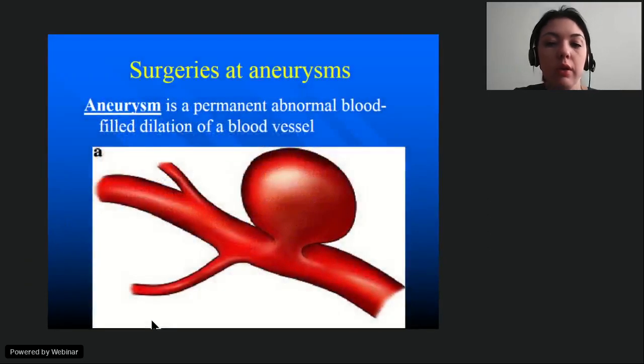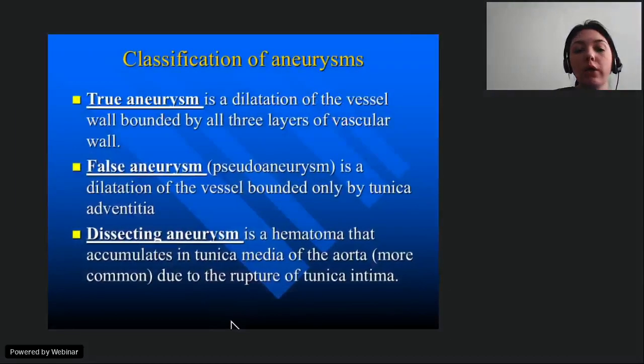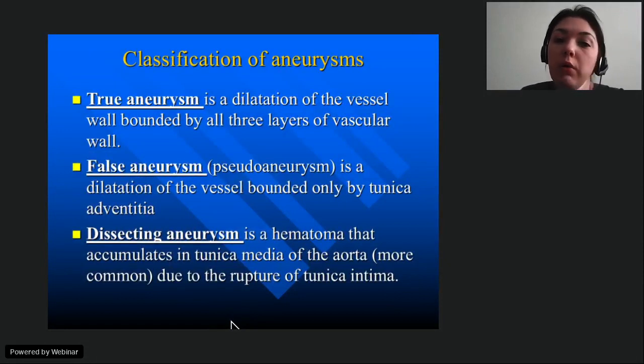So yes, there's a topic, it is the surgery of aneurysms. Aneurysm is a permanent abnormal blood-filled dilation of the blood vessel. Here you can see an aneurysm. So aneurysms can be true, false, and dissecting. A true aneurysm is a dilation of the vessel wall bounded by all 3 layers of the vascular wall.